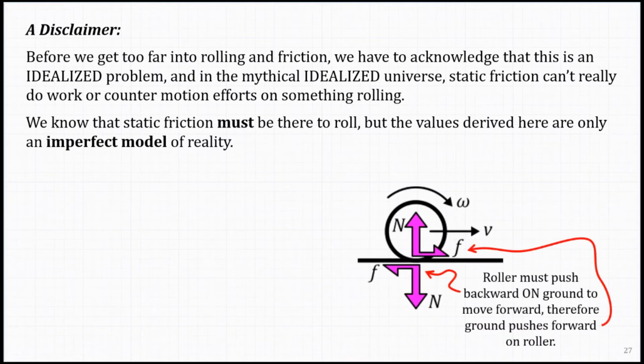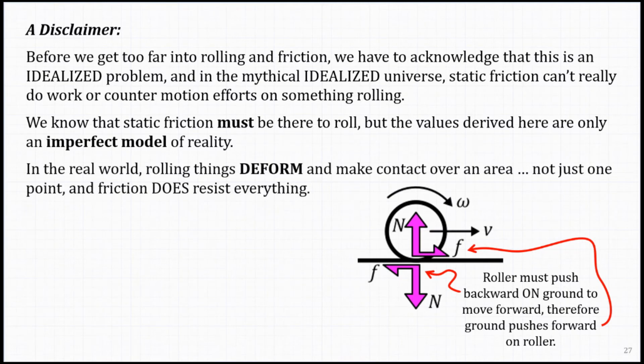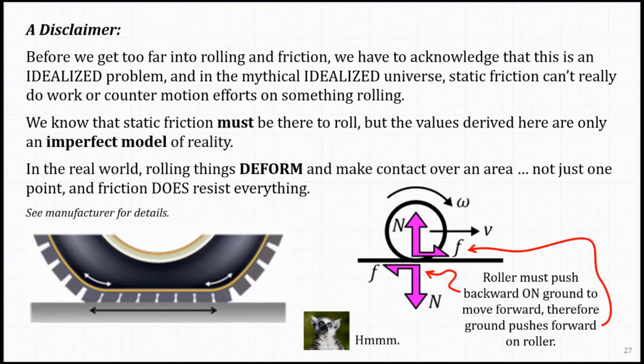If we take a look at normal force and friction models when something is moving, we see that the roller must push backwards on the ground to move forward. Therefore, the ground always pushes forward on the roller. So we're only interested in the forces on the rolling cylinder, and that force is in the same direction as the velocity. In the real world, rolling things deform and make contact over an area, not just one point, and the friction does resist everything. It sort of looks something like this.